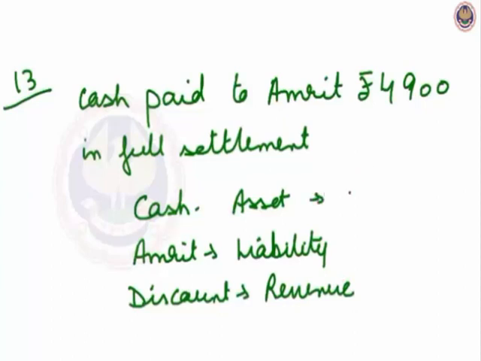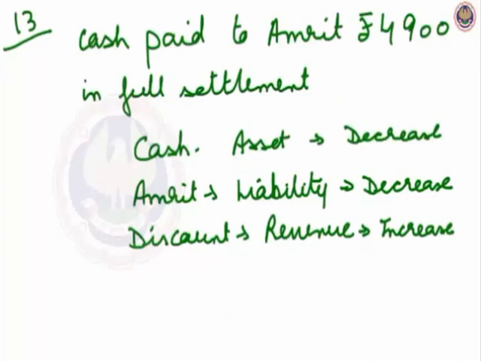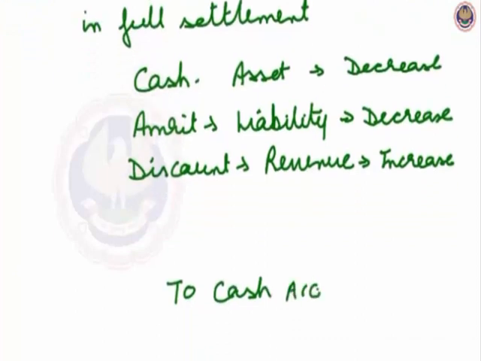So cash we are paying, when we make the payment, asset will decrease. When we are making the payment to the Amrit, our liability will also decrease. So when we make the payment, we will receive the discount, so our revenue will increase. As per modern approach, cash is an asset, and a decrease in asset is always credited. So we will credit cash account.